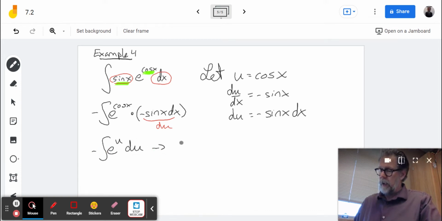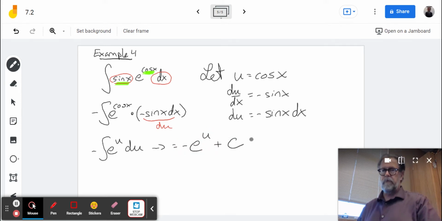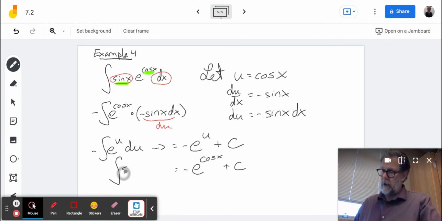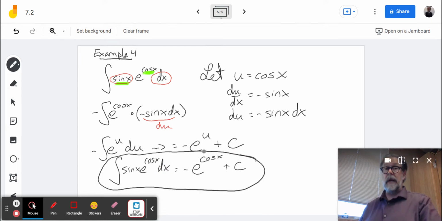And I know this one. This is equal to negative e to the u plus a constant. But wait, there's more. u is equal to cosine. So this is negative e to the cosine x plus a constant. The integral of sine x e to the cosine x dx is equal to negative e to the cosine x plus a constant.